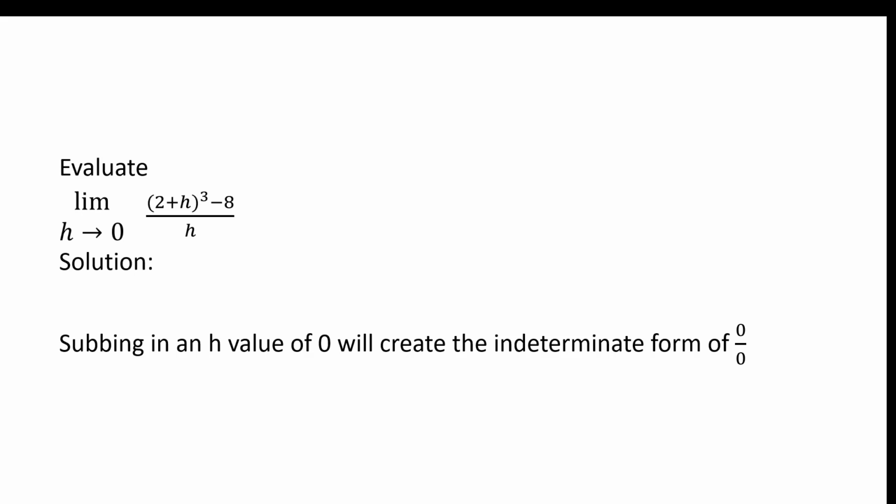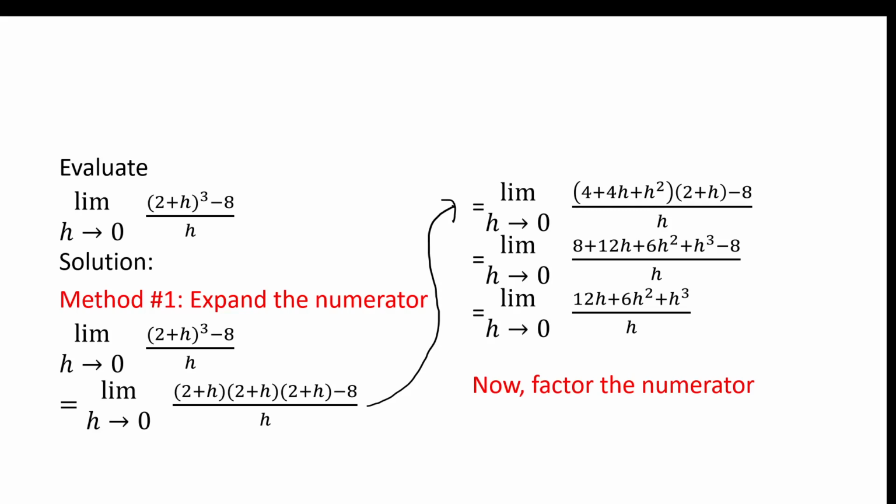Okay. Now, what if we wanted to evaluate what you see here? Subbing in an h value of 0 is going to create the indeterminate form of 0 over 0. So one thing we can do is expand the numerator. So simply expand out (2 plus h) cubed. And when you do all that and collect like terms, you get the numerator shown here.